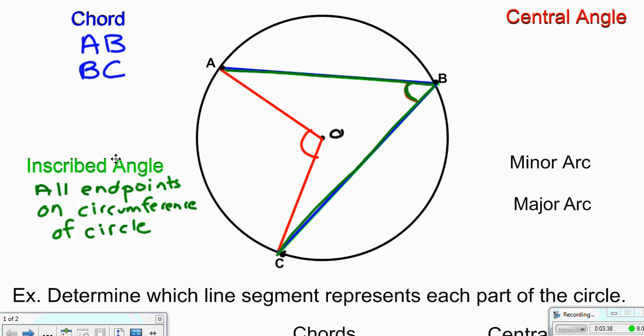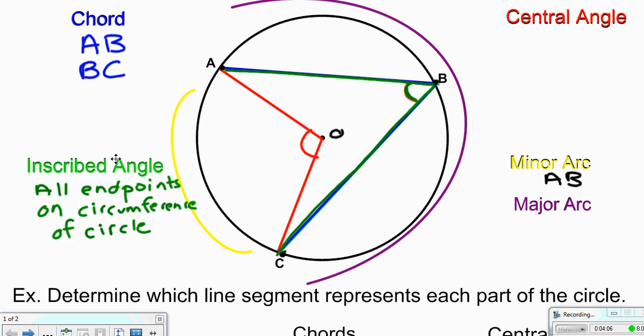These angles start and end on the endpoints on the circle, and those endpoints define the arcs. We can have a minor arc, which is the smaller arc, going from A to B. It's called the minor arc because it's the smaller one. And then we also have the major arc, which is the larger arc, going around the other direction. This arc is A, B, C, because it starts at A, passes through B, and then goes to C.